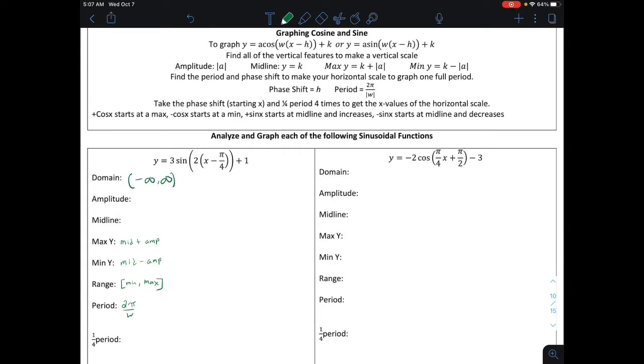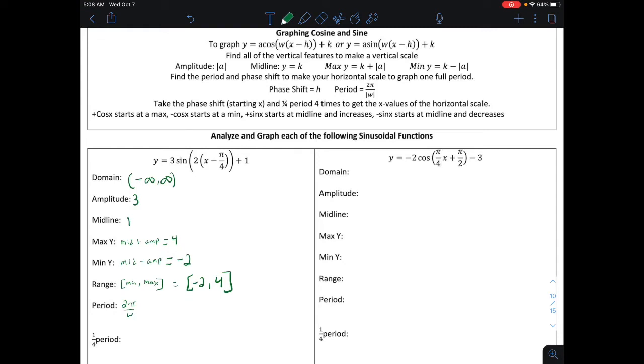Now, to find the range of sine or cosine, I have to determine the midline and the amplitude. The amplitude is the number that multiplies to the front of the trig function, and amplitude is always positive. So the amplitude here is 3. Midline is the number that adds and subtracts on the end of the trig function, sine or cosine. And so our midline is 1. That's going to allow us to find our true maximum y value, which is the midline plus the amplitude. That gives me 4. The minimum y would be midline minus amplitude, which would give me -2. So the overall range of this sine wave is going to go from -2 to 4.